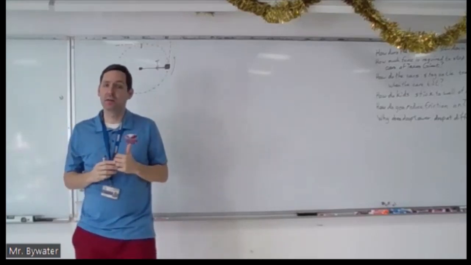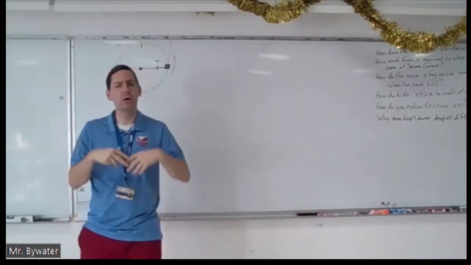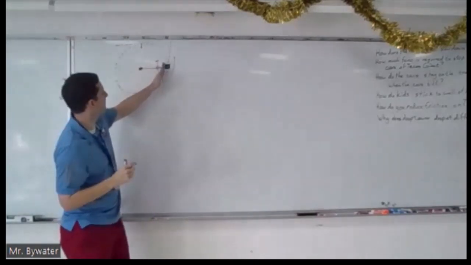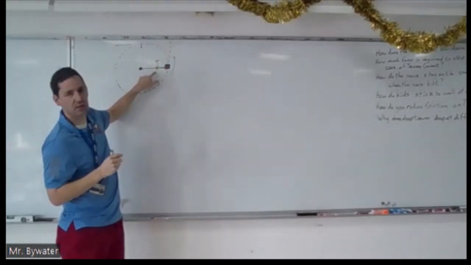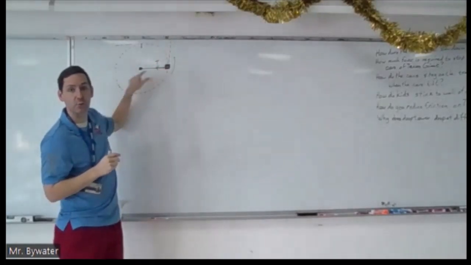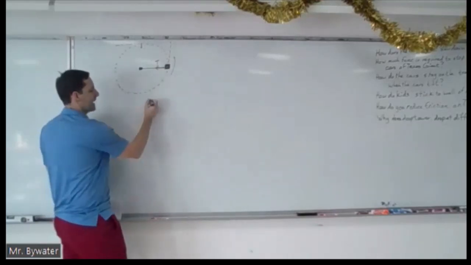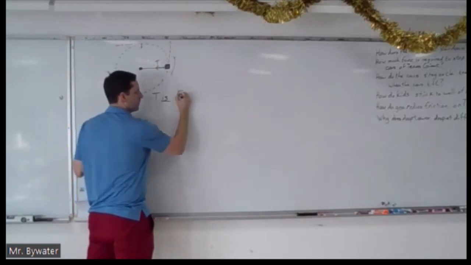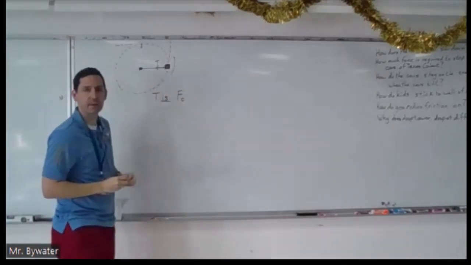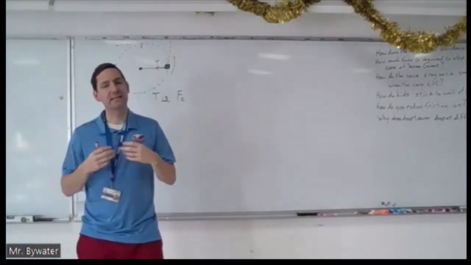Without that tension, the monkey would just continue to go in a straight line. Of course, gravity would pull him down, but from this perspective, he would continue in that direction. Now, because tension is the force in the direction of the radius that is causing the circular motion, then we say that tension is the centripetal force.